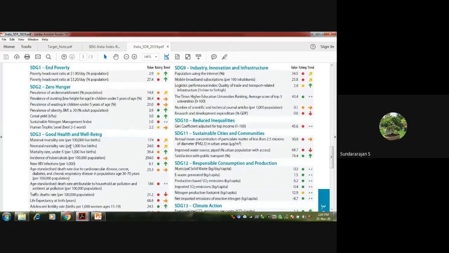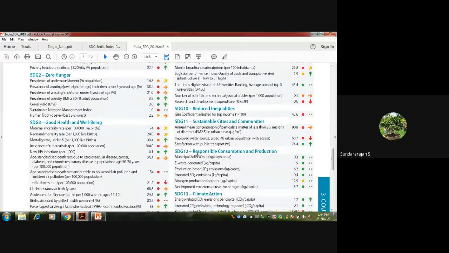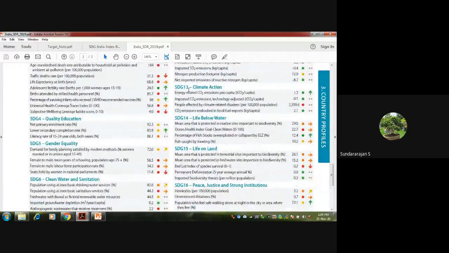With good health and well-being, the neonatal mortality rate, we have to decrease, and maternal mortality rate. These are the indicators for the socio-economic side. This will come to the other point. See? Climate change, life below water. These three indicators. Only this much is now selected in India, with 4 indicators. We can add more indicators to bring into account all the activities or reactions in the process.